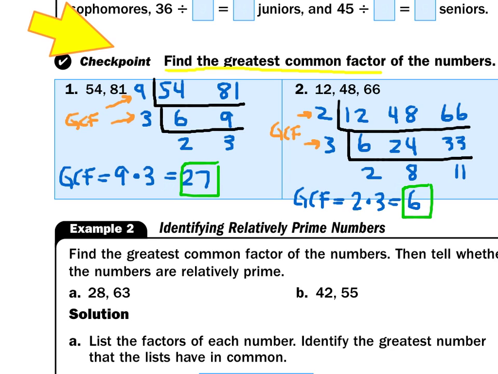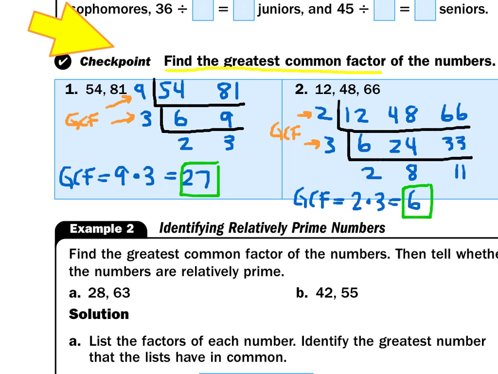Now 6 divided by 3 gives me 2. 9 divided by 3 gives me 3. When I look at the 2 and the 3, there's no factor they have in common except 1, so I'm done with the little division. But now look at this.